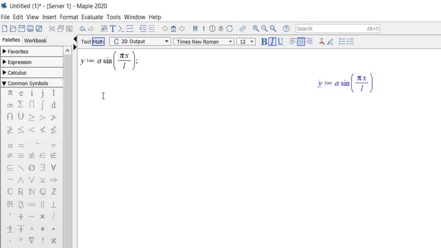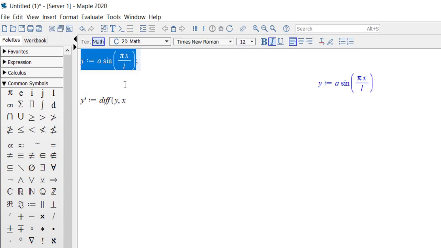Now go to the second line. What I have to do is I want y dash and y double dash. So I will define y dash. What is y dash? I will define it by giving colon equal to, it is the differentiation of y with respect to x. So diff of y comma x, that means differentiation of y, this above equation, with respect to x, bracket close. And you have to give semicolon again.